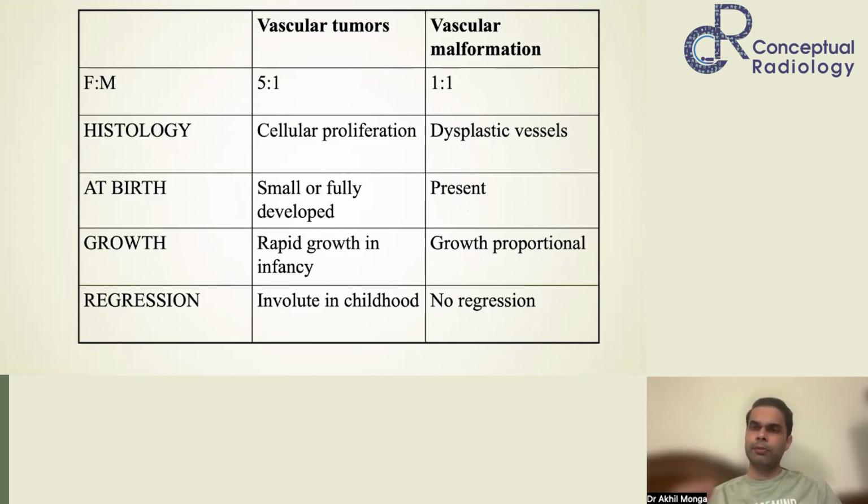So there are different ones which may be fully developed at birth, or they slightly grow after birth over the next few months or years. And vascular tumors, which we'll be talking about, the hemangioma especially, rapidly grow in infancy and start involuting in childhood. Whereas malformations continue to increase in size as the patient grows. So the growth is proportional to the patient, whereas vascular tumors might initially grow and then involute, or perhaps sometimes just become static.